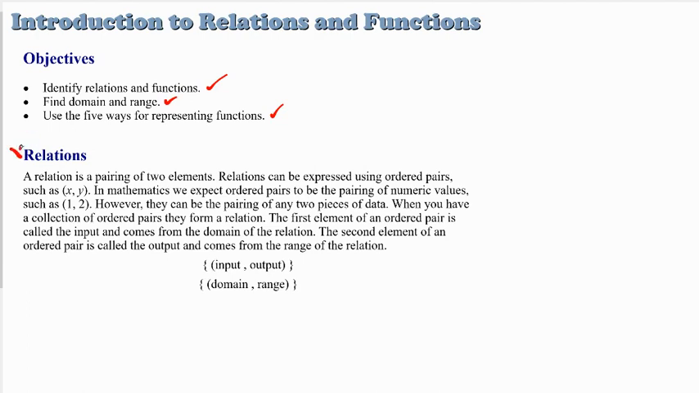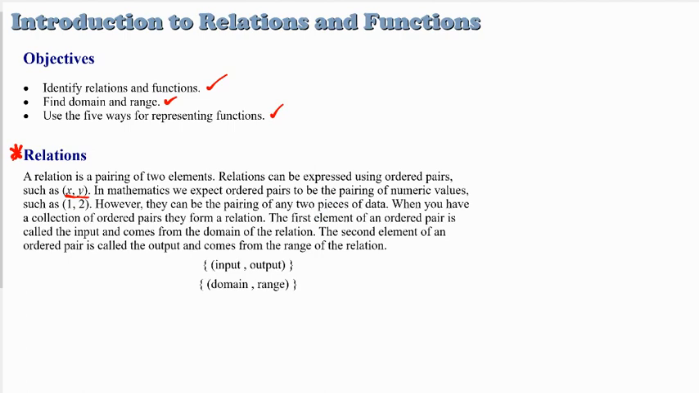A relation is defined as a pairing of 2 elements. Relations can be expressed using ordered pairs, such as x and y. In mathematics, we expect the ordered pairs to be numeric values, such as 1, 2. However, the pairings can be any 2 pieces of data. When you have a collection of ordered pairs, they form a relation.